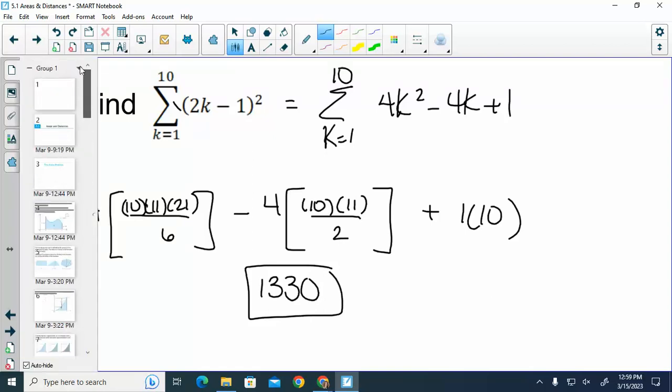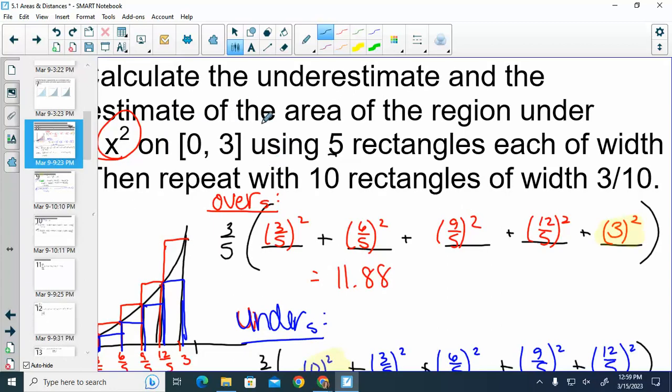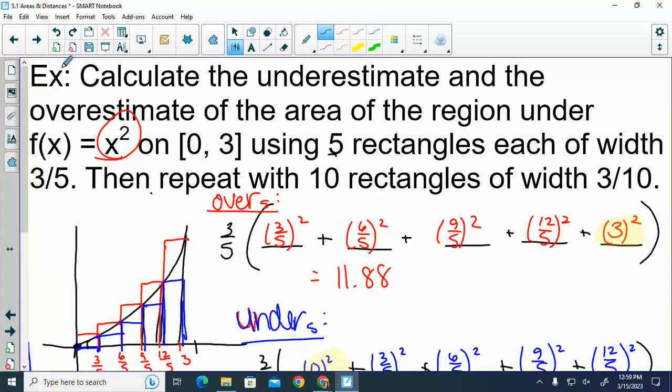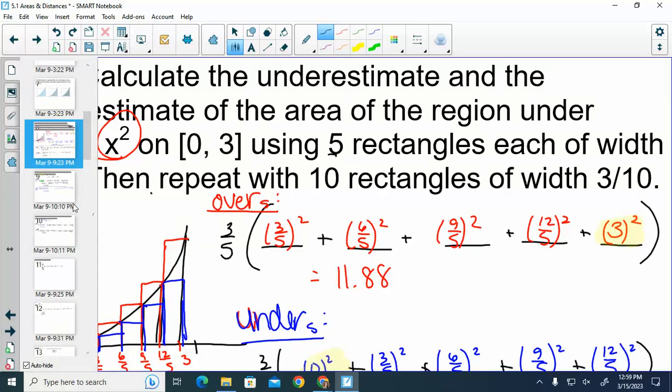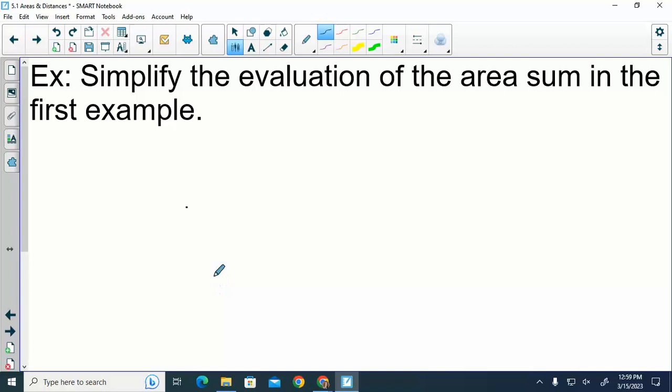Remember we were adding up, we did it with both 5 and 10 rectangles. And let's just talk about, let's do the 10 rectangles. So when we did the underestimate with 10 rectangles, so kind of shorthand, underestimate, I just put a line underneath for under. Overestimate, I put a sub 10 meaning 10 rectangles and a line over the top for overestimate. Why is it A? Area.